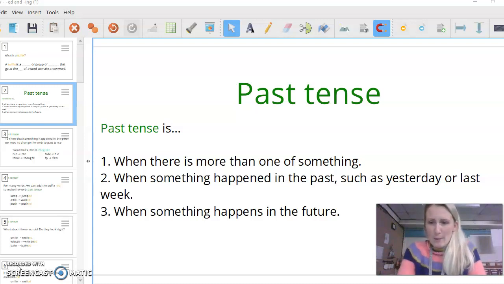So we need to have a little think about what is past tense. We've spoken about this before. We've spoken about the past tense and the present tense, because when we're using suffixes, it's often changing something into something that's happened in the past. So past tense is when there is more than one of something. When something happened in the past, such as yesterday or last week. When something happens in the future.